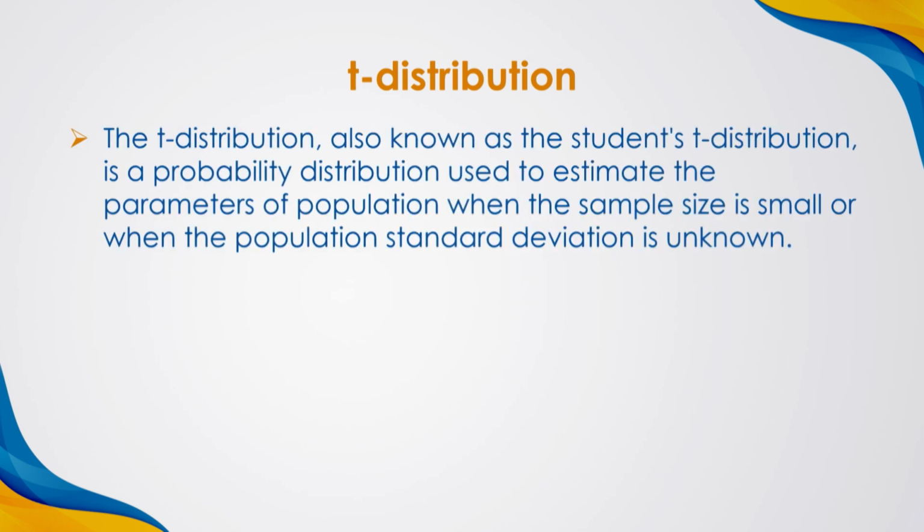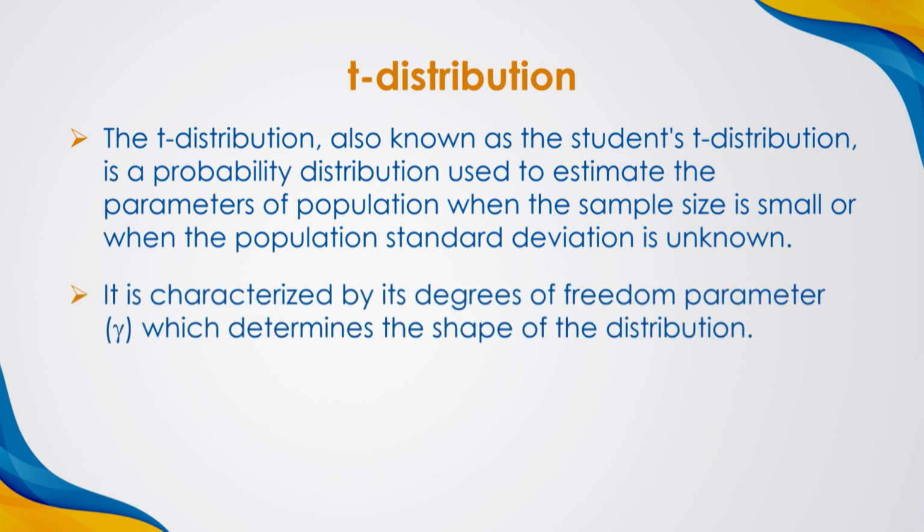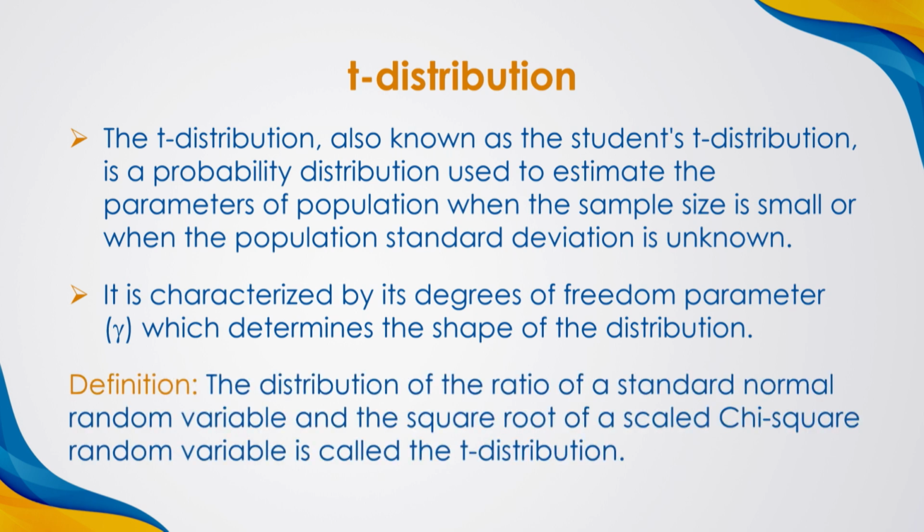T distribution, also known as the Student's t distribution, is a probability distribution used to estimate the parameters of a population when the sample size is small or when the population standard deviation is unknown. It is characterized by its degrees of freedom parameter, denoted as gamma, which determines the shape of the distribution. Definition of the t distribution: the distribution of the ratio of a standard normal random variable and the square root of a scaled chi-square random variable is called the t distribution.